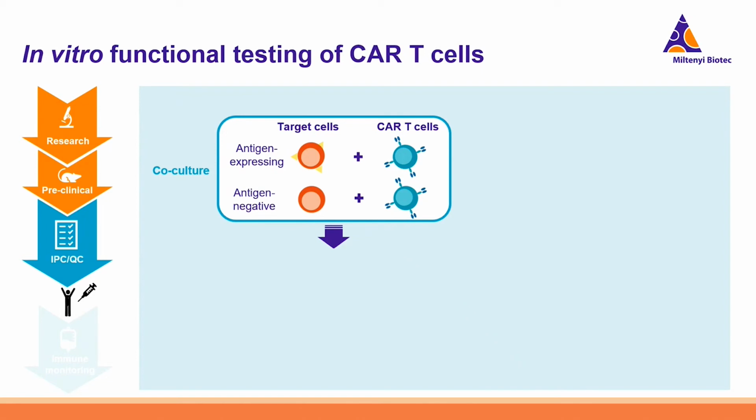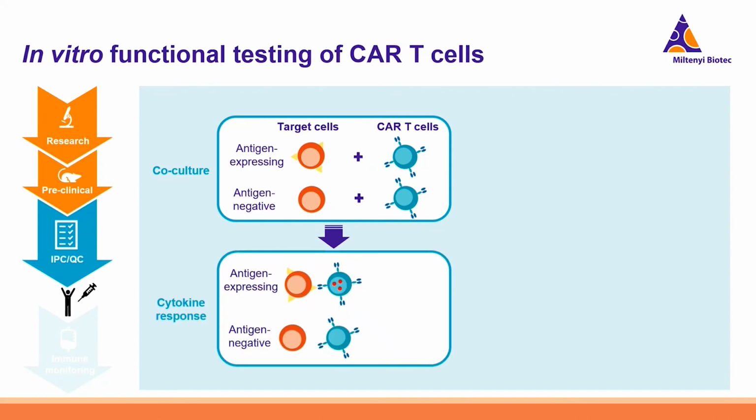So there are many different ways to investigate functionality of CAR T cells, and one of them is to set up co-culture assays with antigen expressing and antigen negative target cells. By encountering antigen expressing target cells, the CAR T cells will respond by proliferation and the secretion of pro-inflammatory soluble factors such as interferon gamma, interleukin 2, TNF alpha, perforin, or granzyme B, for example. And this ultimately can lead to target cell lysis.